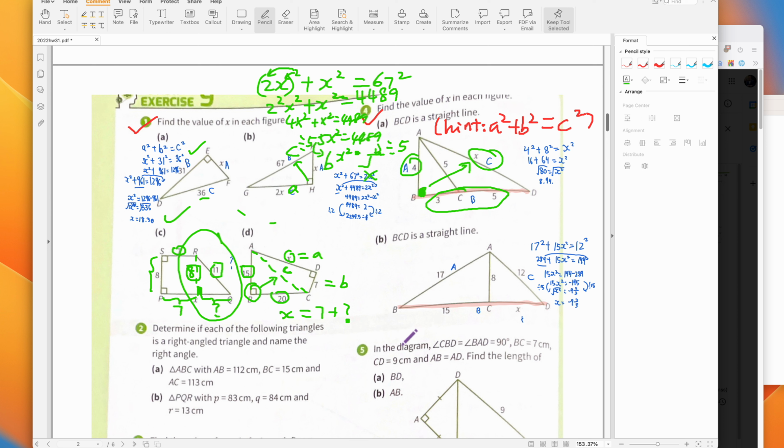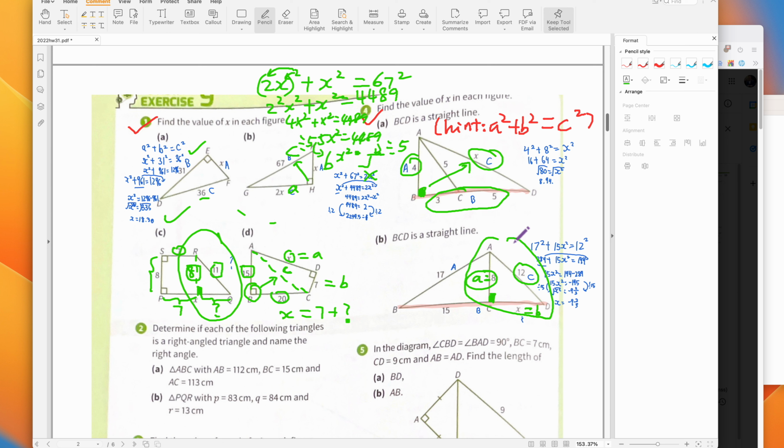Correct. So in this case, to find X, pretty simple. If this is the right angle triangle, which one is the C? This is the C. And then this is your A. This is your A. And then X is actually your B. Make sense or not? Yeah. That means basically you look at this right angle triangle.